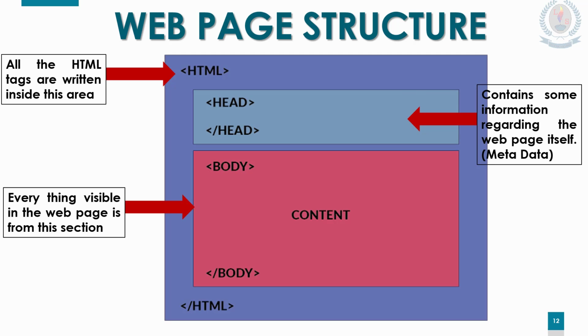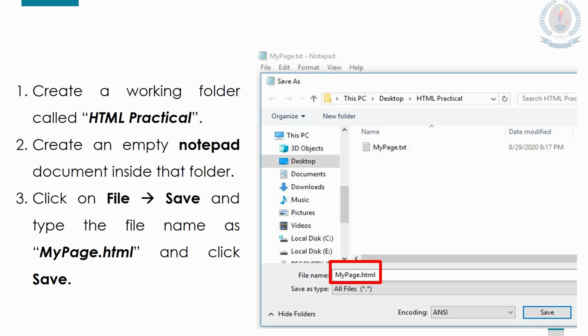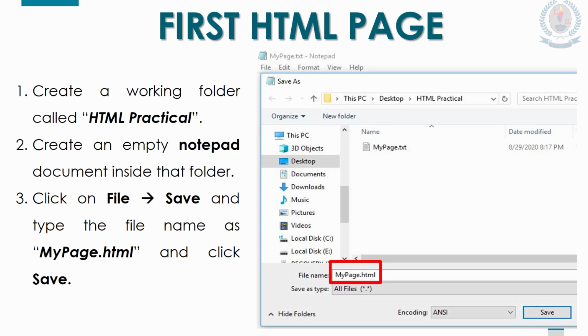So all the HTML tags are written inside the HTML area. That is a must. Everything visible in the web page is from the body section, and then the head contains some information regarding the web page itself that we call metadata. Once you type the HTML tags in a notepad, you can save it like this. So .html is the file extension you are going to use for the HTML pages, or you can use .htm.